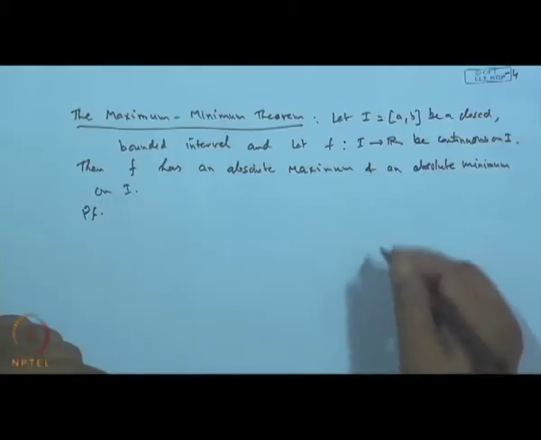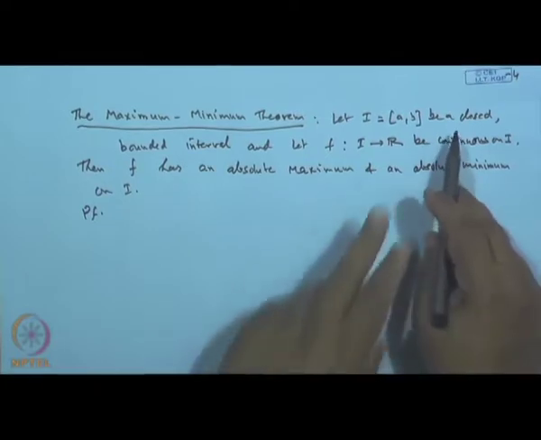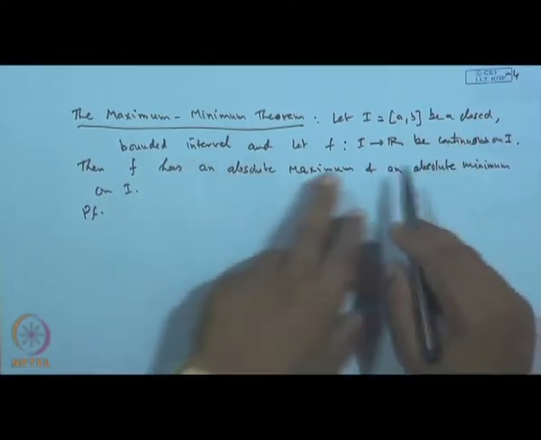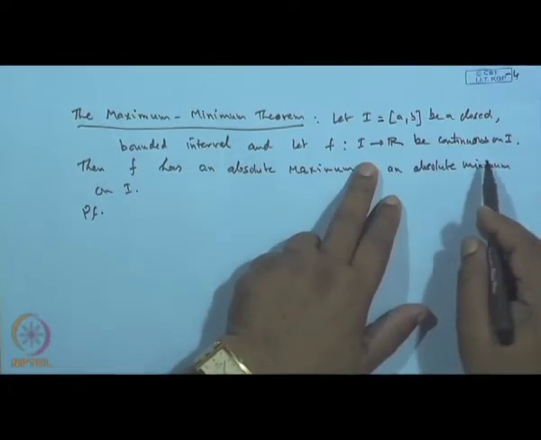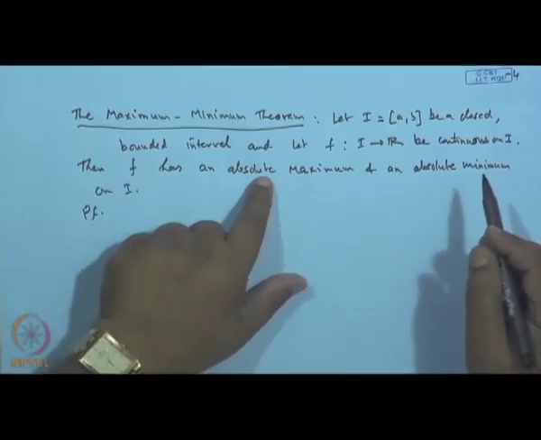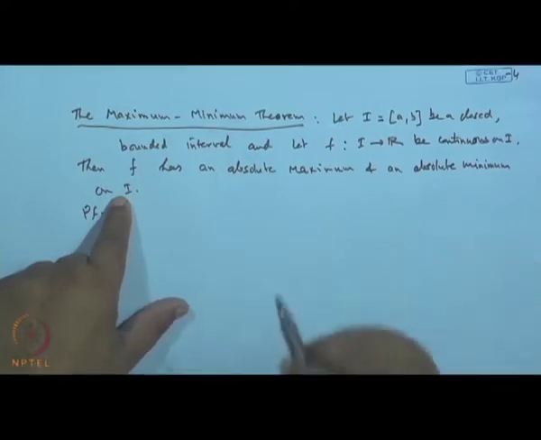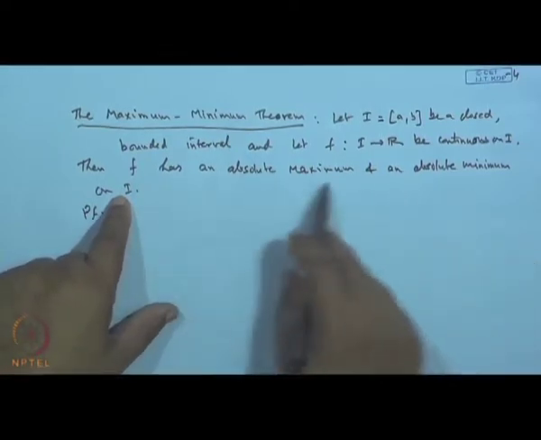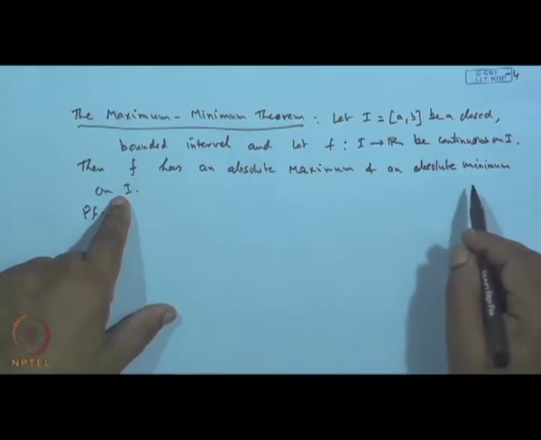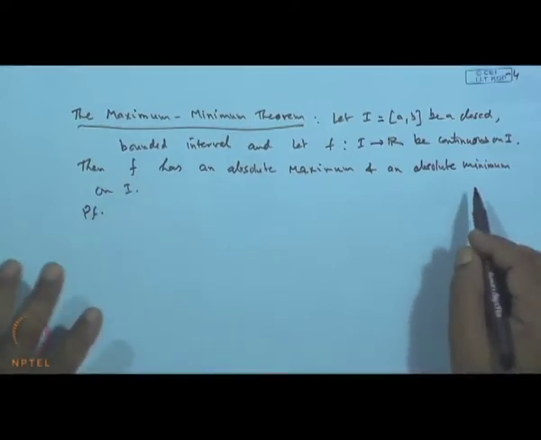So, suppose I is a closed bounded interval and the function is given to be continuous. Then it will attain its maximum value as well as its minimum value over the interval I. That is, there exists some point where the absolute maximum will be attained, and a point where the absolute minimum will be attained. So, let us see the proof.